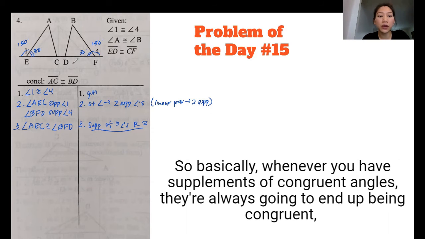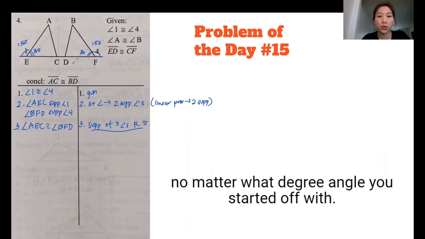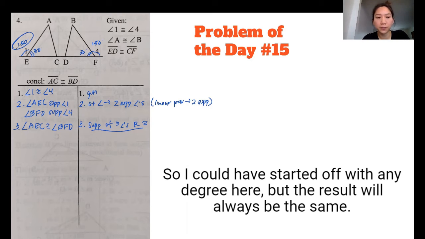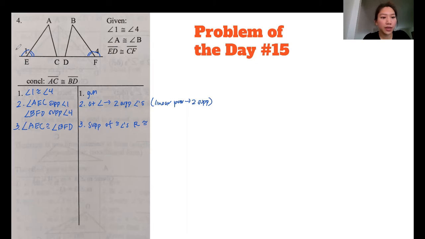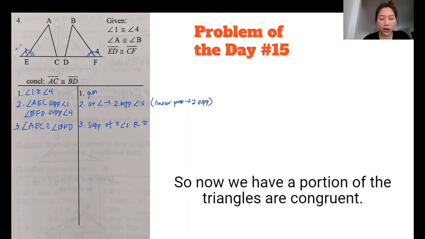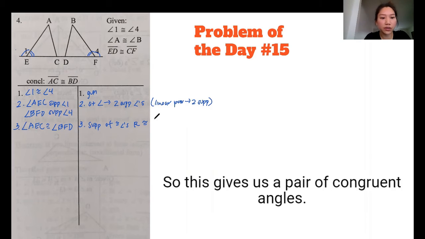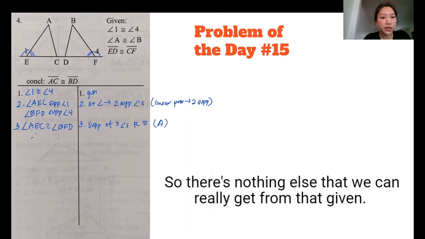So basically, whenever you have supplements of congruent angles, they're always going to end up being congruent, no matter what degree angle you started off with. I could have started off with any degree here, but the result will always be the same. Okay, so that's why supplements of congruent angles are congruent. So now we have a pair of congruent angles for the triangles. There's nothing else that we can really get from that given.